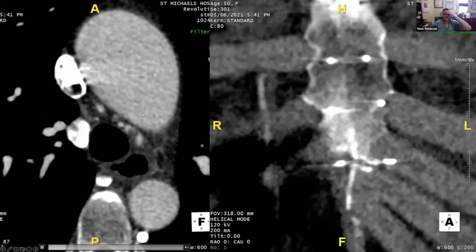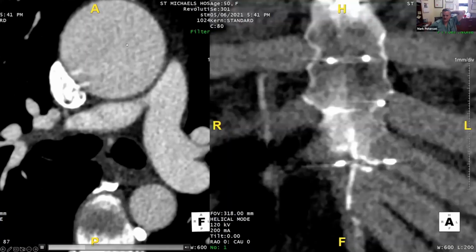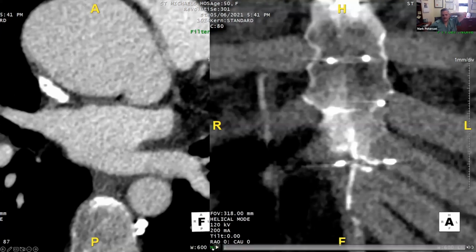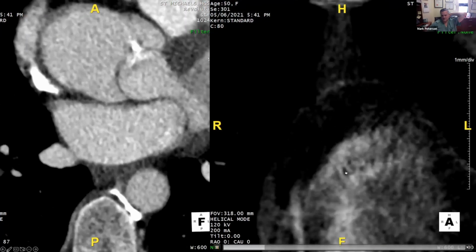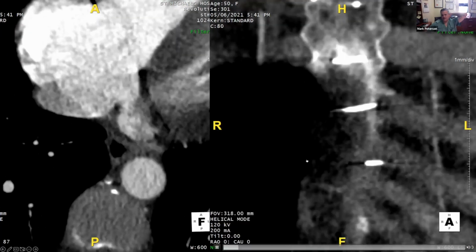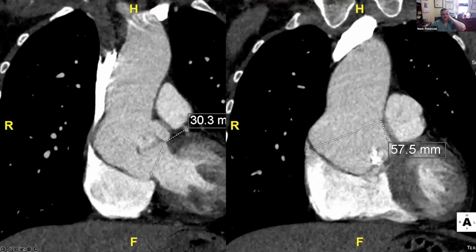Looking at the echo and the CT in short axis, you can see that the aorta is significantly dilated. And looking at it in the coronal planes, there's actually quite a large abnormality of the aortic root. And on CT, the LVOT measured 30, the sinuses of Valsalva measured 57. You can see the calcium in the valve. This valve is obviously not repairable. She meets indication for surgery based on the symptoms, the aortic valve disease, and the aortopathy.